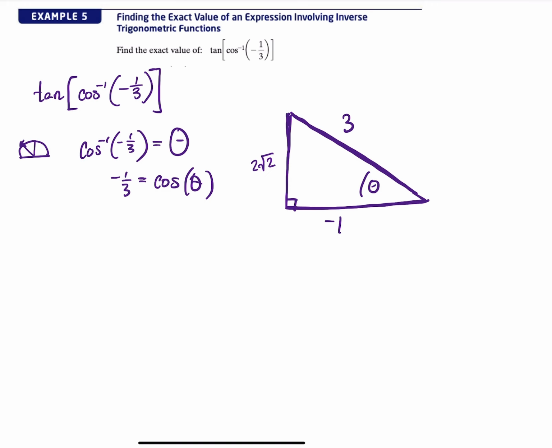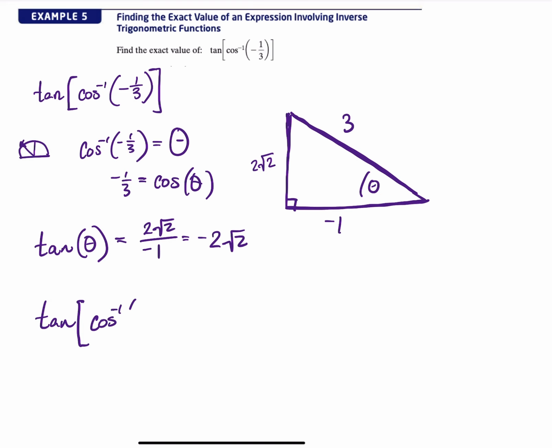And then let's use this triangle to evaluate the outer trig function. Find the tangent of theta. Tangent is opposite over adjacent. So 2√2 over negative 1, or negative 2√2. So let's answer in terms of our original question. We are given the tangent of the inverse cosine of negative 1/3. That will be equal to negative 2√2.